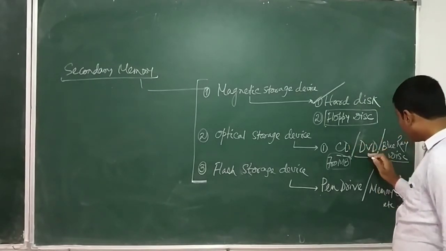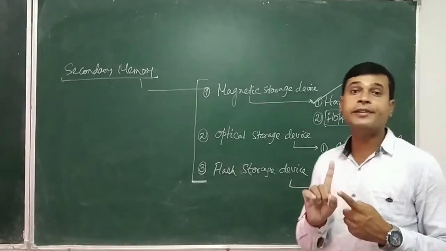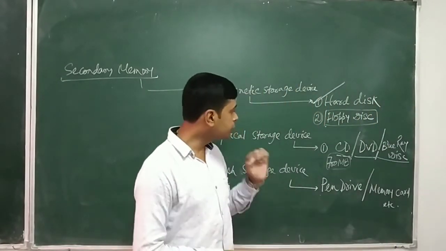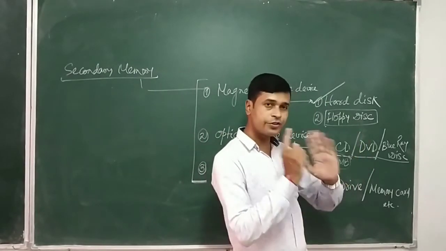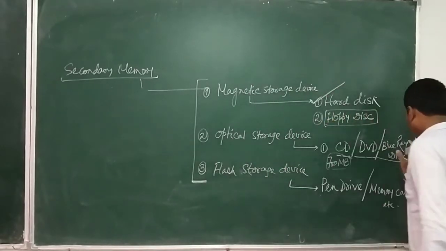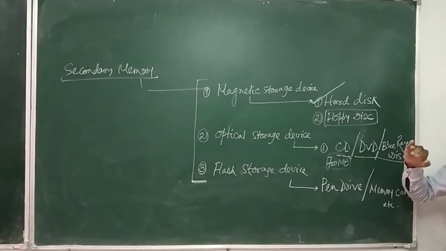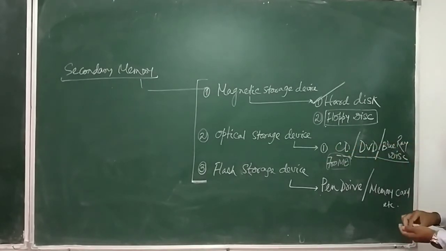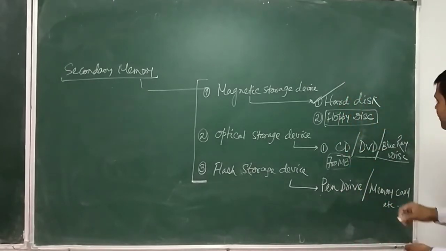And again, the difference between CD, DVD and Blu-ray discs is the quality of the resolution, that is, the pixel quality. The resolution of DVD is higher than CD, and the resolution, that is the pixel quality, of Blu-ray discs is higher than DVD or CD.